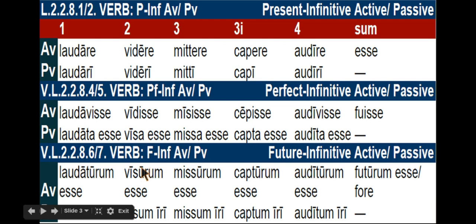Now, let's take a look here at the future infinitive active and passive. Use the laudat-. So you use the perfect participle stem, but instead of -atus, -a, -um, it's -atur-us, -a, -um. Laudaturus, laudaturam, laudaturas. And, of course, you add esse.